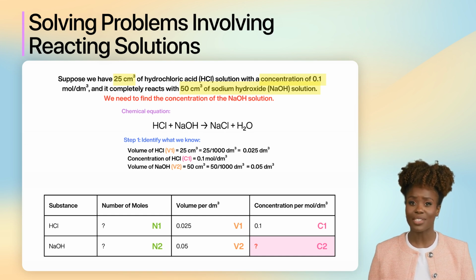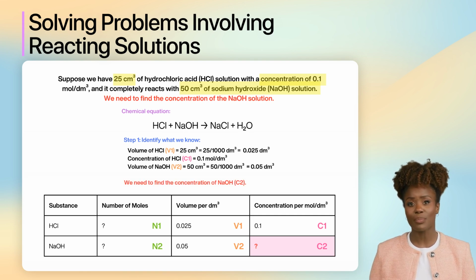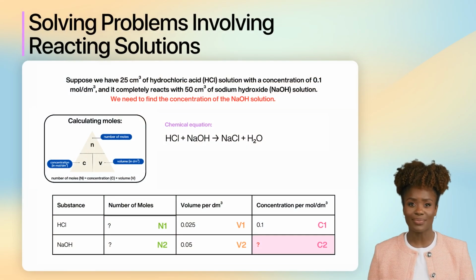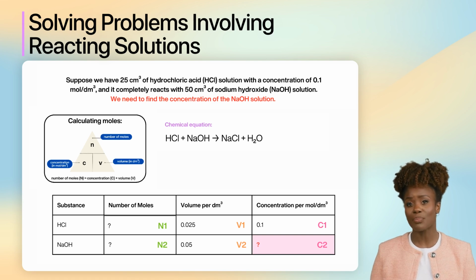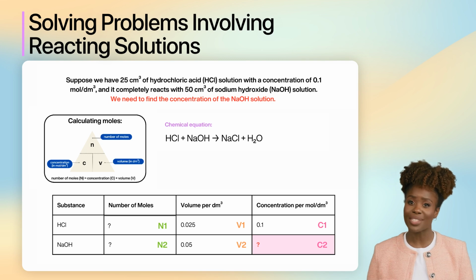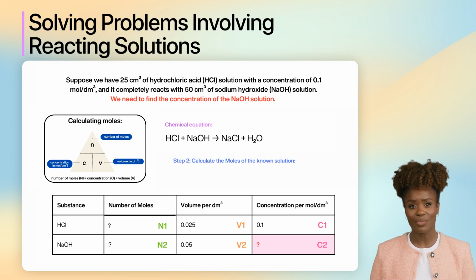So the question tells us the volumes of both solutions and the concentration of one. To find the concentration of the unknown, NaOH, we will first calculate the moles of the known solution, HCl. This table at the bottom sets out what we know and what we need to find out. Remember, the equation triangle shows that the number of moles equals the concentration multiplied by volume. Now, let's use this formula to calculate the number of moles of HCl.